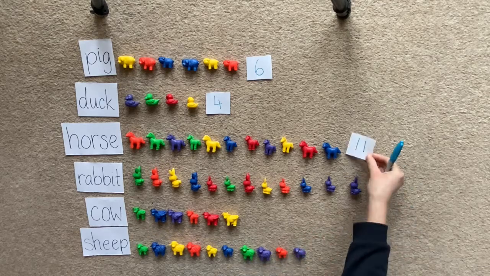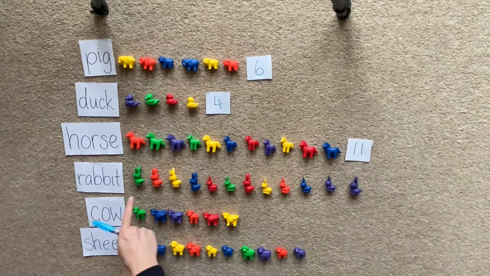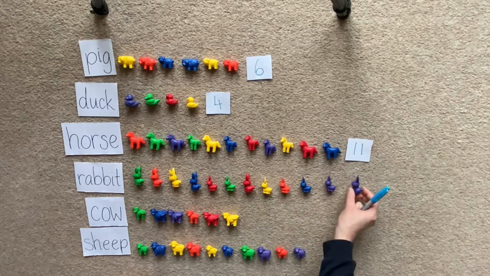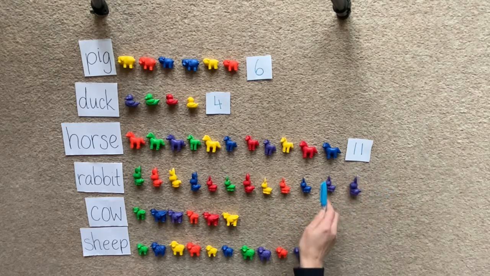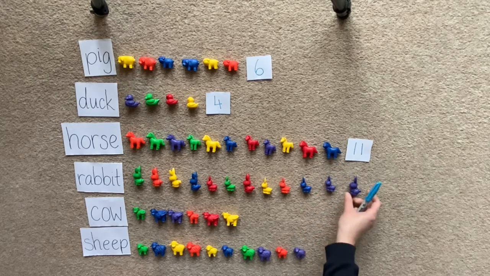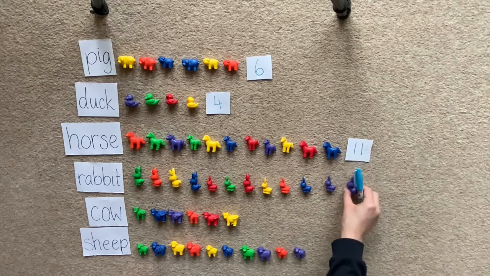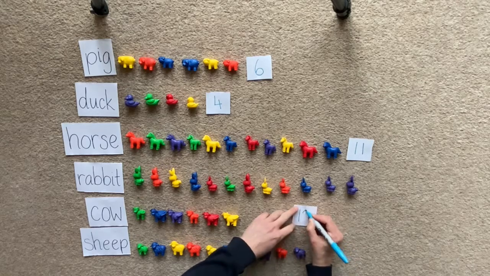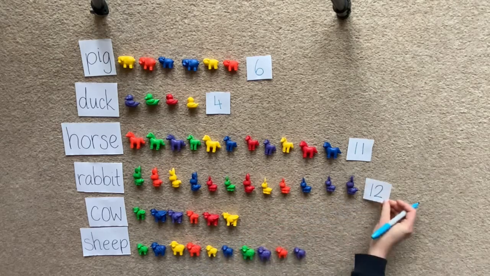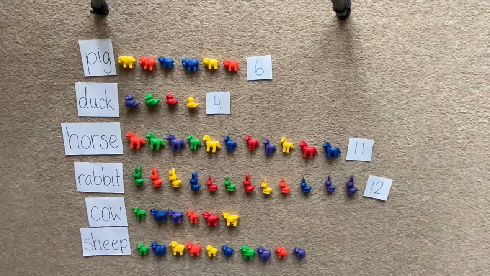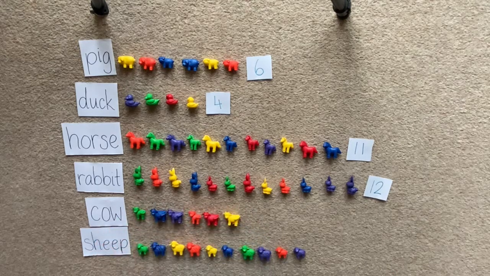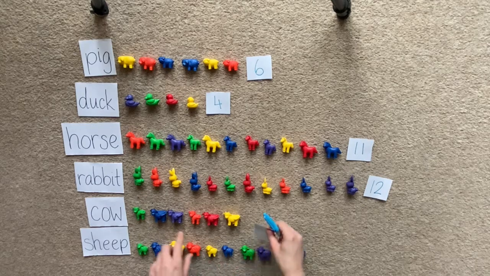voted for horses. Now, I don't need to count how many people voted for rabbits because I can see there's 1 more rabbit than horses. So 1 more than 11 is 12. So 12 people voted for rabbits. And how many people voted for cows? 6 people also voted for cows.